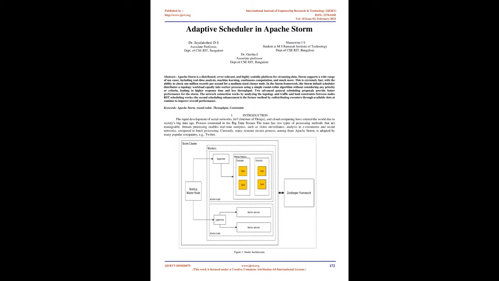Introduction. The rapid development of social networks, IoT, the Internet of Things, and cloud computing has brought the world into the big data age. In big data stream processing, there are two types of processing methods that are manageable. Stream processing enables real-time analytics, such as video surveillance and analysis in e-commerce and social networks, compared to batch processing. Currently, many systems do stream processing, and among them Apache Storm is adopted by many popular companies, e.g., Twitter.